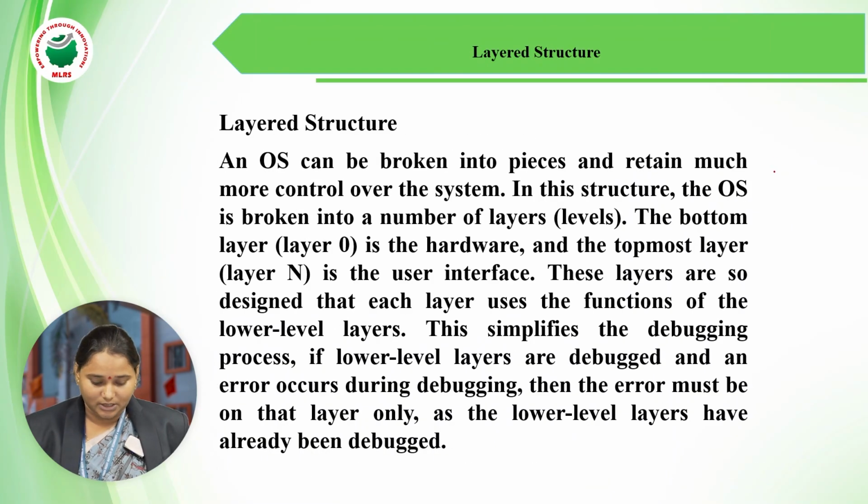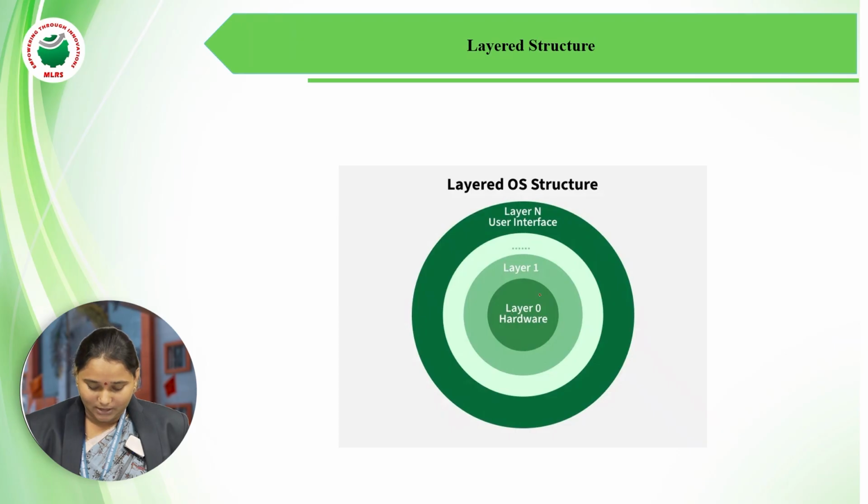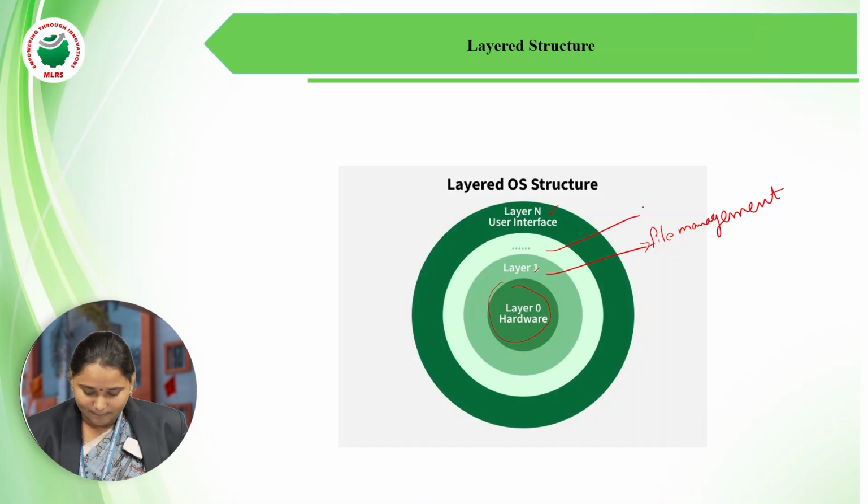Next, coming to the layered structure. In the layered structure, the OS is broken into pieces. We have to see an example. Here the layers are divided into 0, 1 and n. Here layer 0 is the hardware and layer n is the user interface. Layer 1 contains file management and application program interface. Here each and every layer contains assigned tasks.